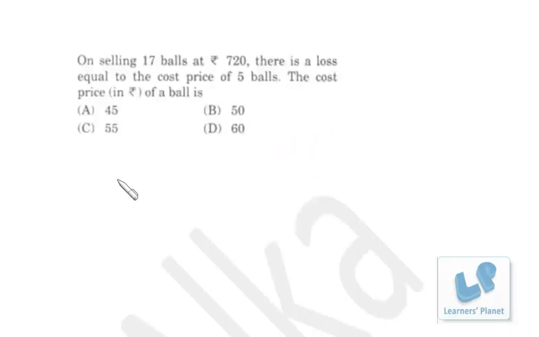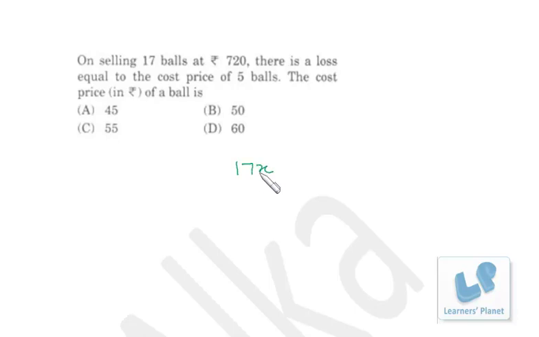Now see this question. On selling 17 balls at rupees 720, there is a loss equal to the cost price of 5 balls. What is the cost price of a single ball? Now here in this case, we are having a loss of cost price of 5 balls. So what I assume is the cost price of one ball is X rupees.